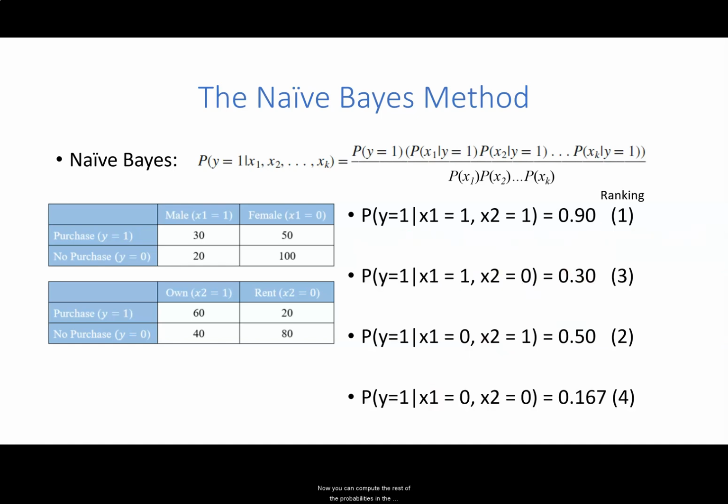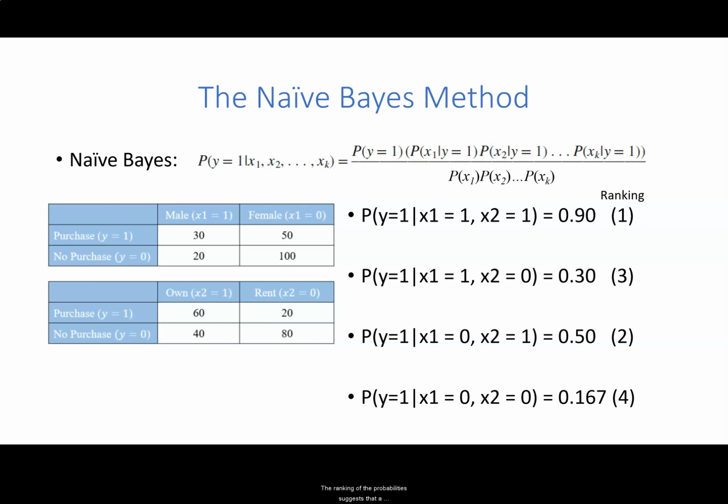Now you can compute the rest of the probabilities in the same way. Please go ahead and compute them on your own and check to see if you get the same answers as those in the slide. As we discussed earlier, the predicted probability may not be entirely accurate, given the assumption of variable independence in naive Bayes. The ranking may be more useful and accurate.